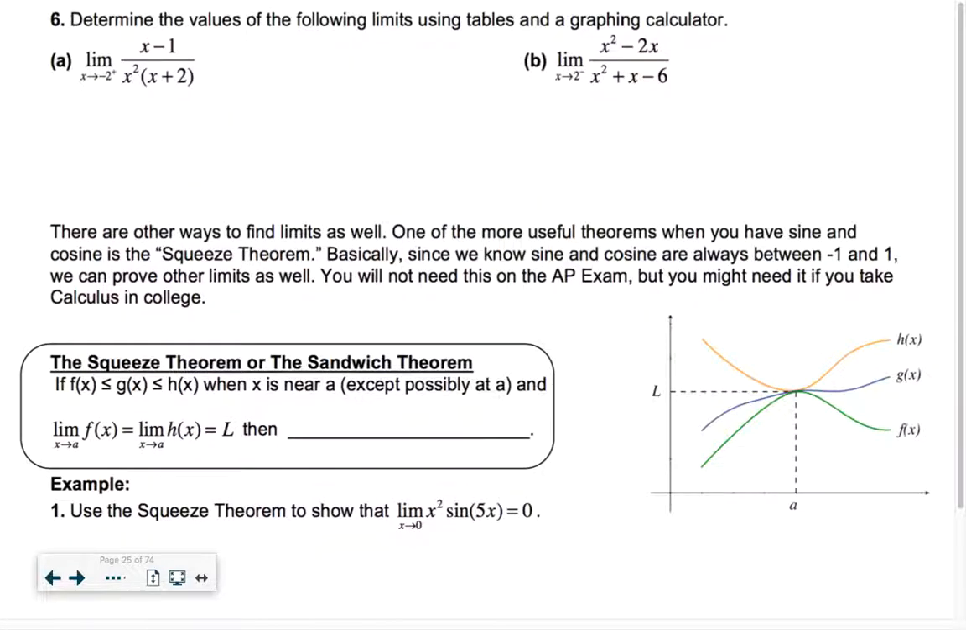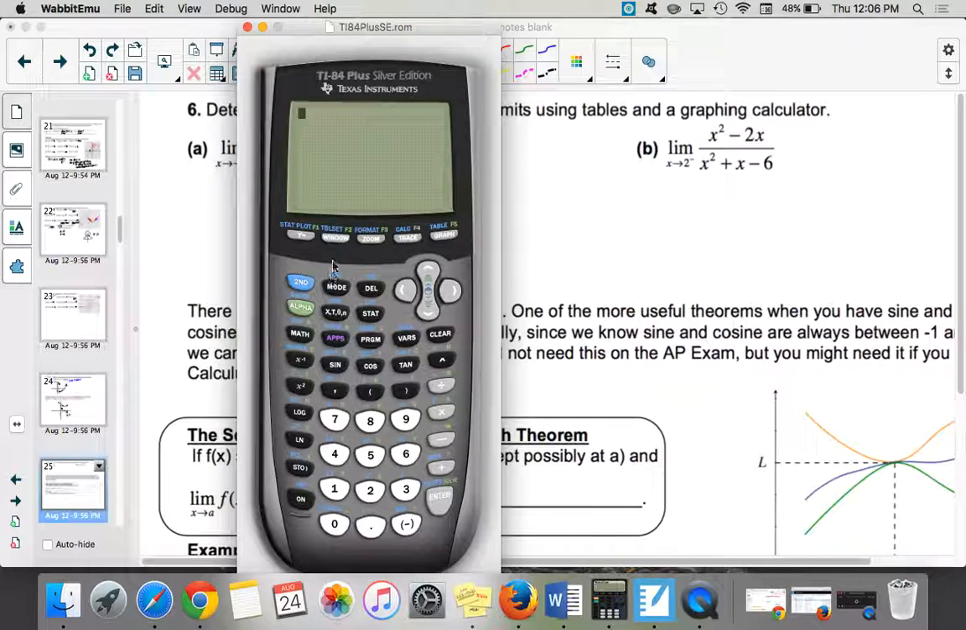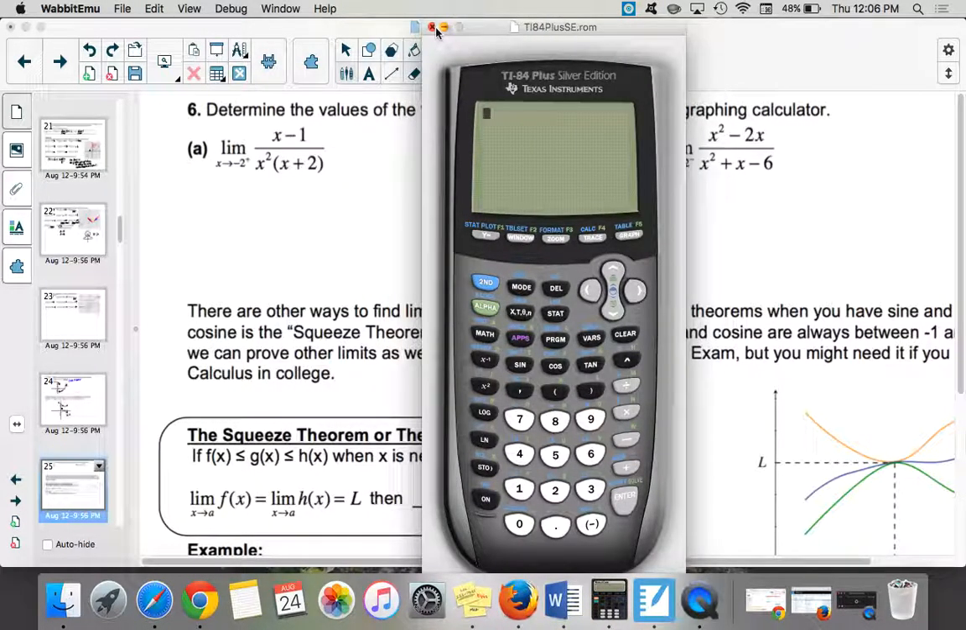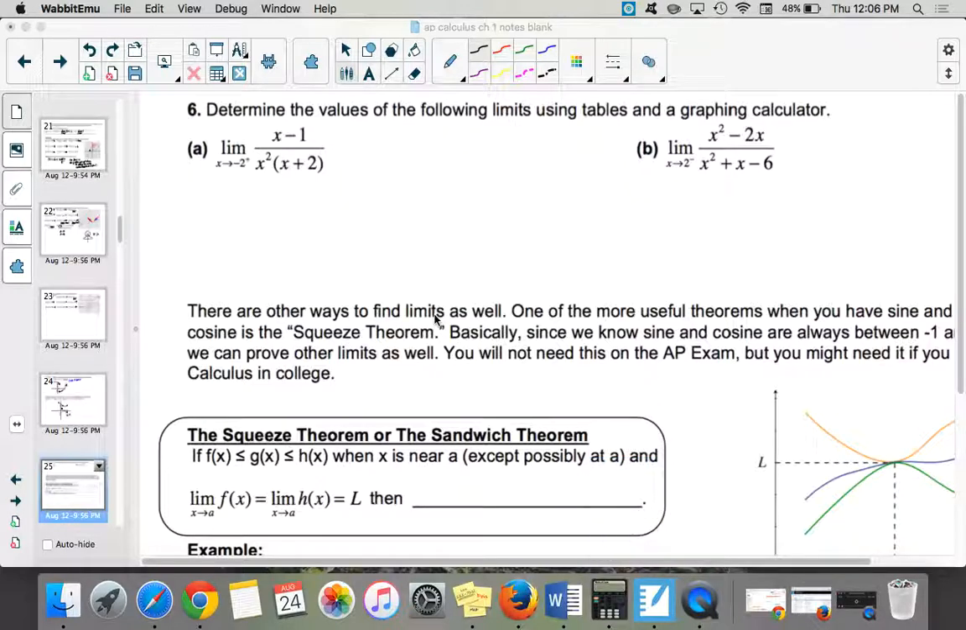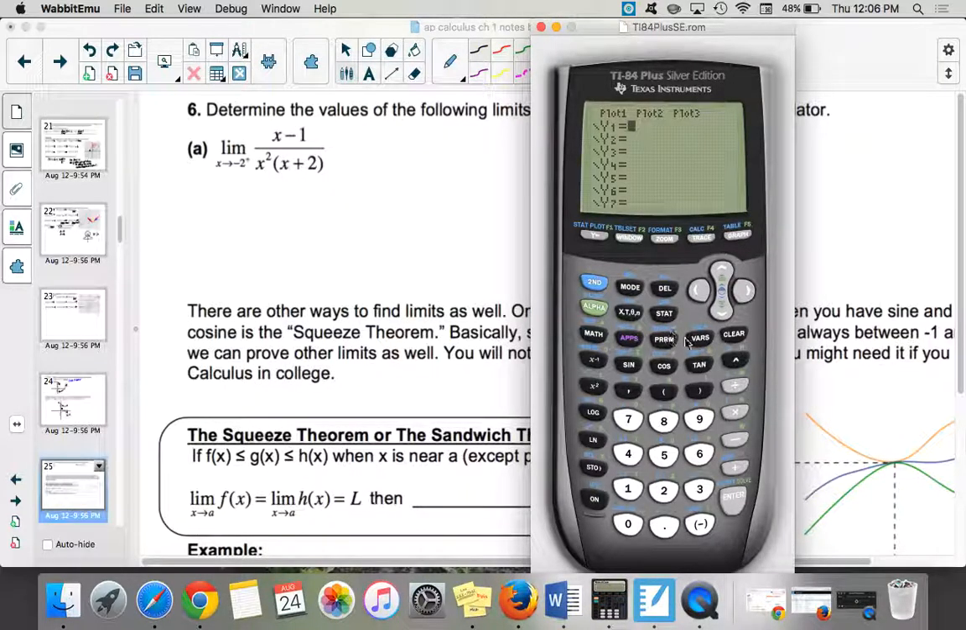All right, so determine the values of the following limits using tables and a graphing calculator. Okay, so let's use our graphing calculator now. We're going to go in here, and we can put in our y equals. Of course, it's not working. There's ways to do it, like you can go through memory and clear it, but I just usually put new numbers on top of it. So parentheses x minus 1 divided by parentheses x squared parentheses x plus 2.